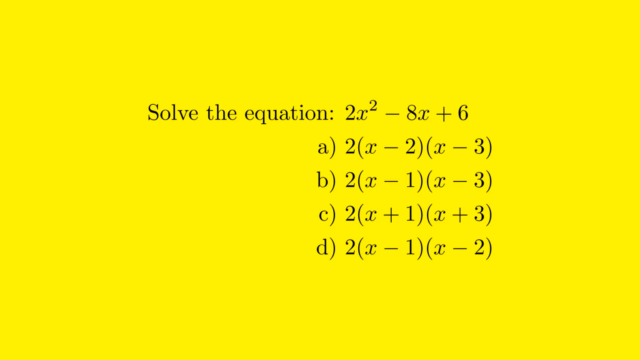Pause the video and solve the problem presented. 2x squared minus 8x plus 6 and its possible solutions. A. (2x minus 2) times (x minus 3). B. (2x minus 1) times (x minus 3). C. (2x plus 1) times (x plus 3). D. (2x minus 1) times (x minus 2).